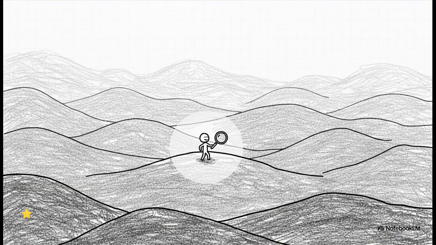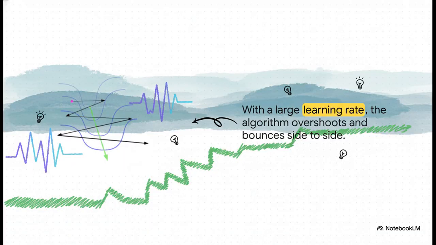I want you to imagine you're standing on a giant, hilly landscape in the middle of a thick fog. This landscape represents all the possible error values for your network. Your goal is to get to the absolute lowest point, the bottom of the deepest valley. But because of the fog, you can only see the ground right at your feet. Now, the most basic way down is called gradient descent. You just look at which way is downhill from where you are and you take a step.